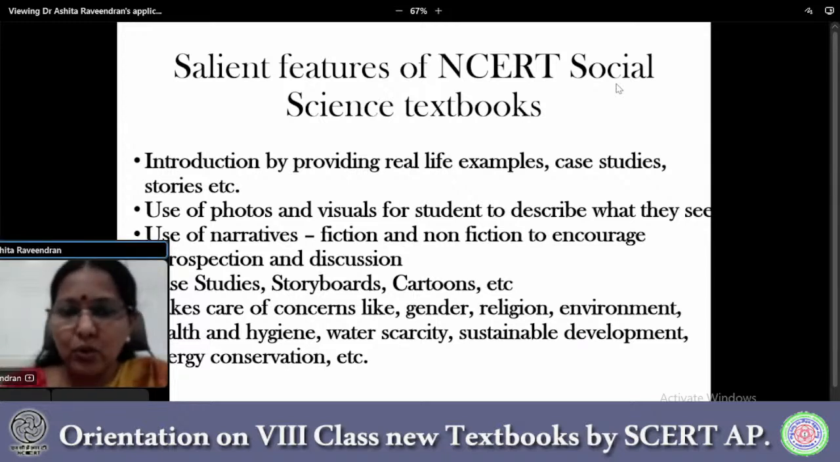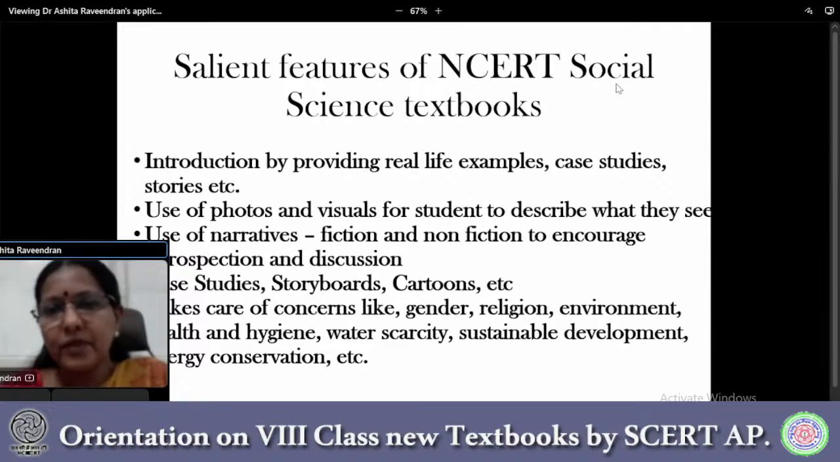There are case studies, storyboards, and cartoons given. Then also this textbook takes care of various concerns. Like we have taken care of the gender concern to avoid all the stereotyping statements. We have taken care of that. And also we have given certain examples so that the child thinks not from one perspective alone. They think from different perspectives.